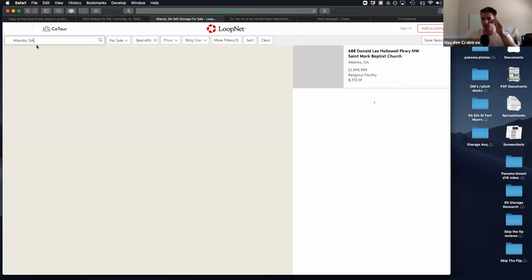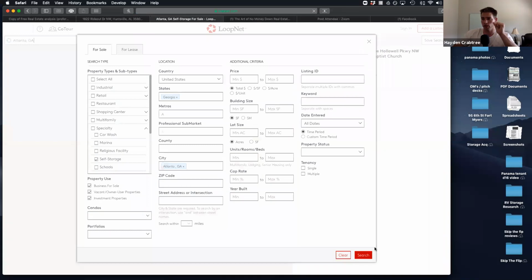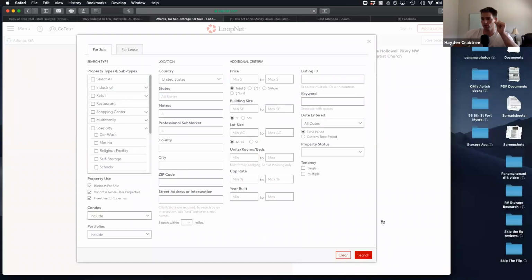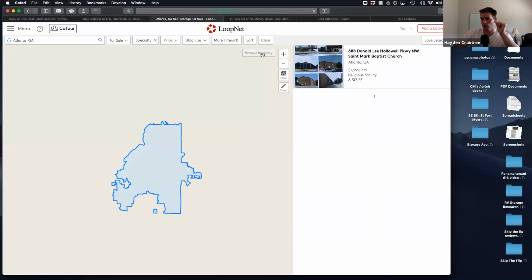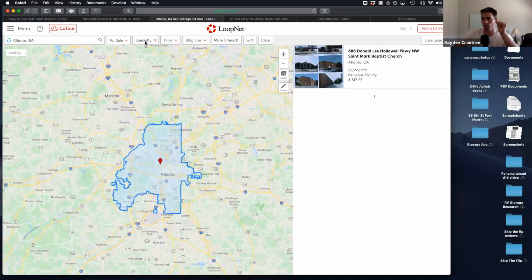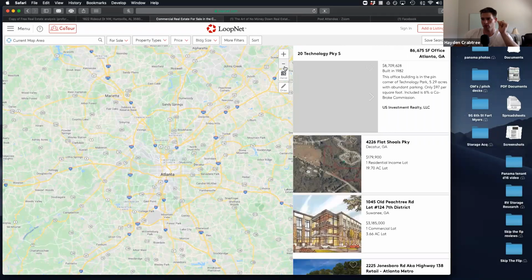Okay, so just like here, it's going to auto-populate Atlanta, but that may not be what I want to look for. So I'm going to clear this. I'm going to remove the boundary. I'm going to look at all property types. I'm going to zoom out.